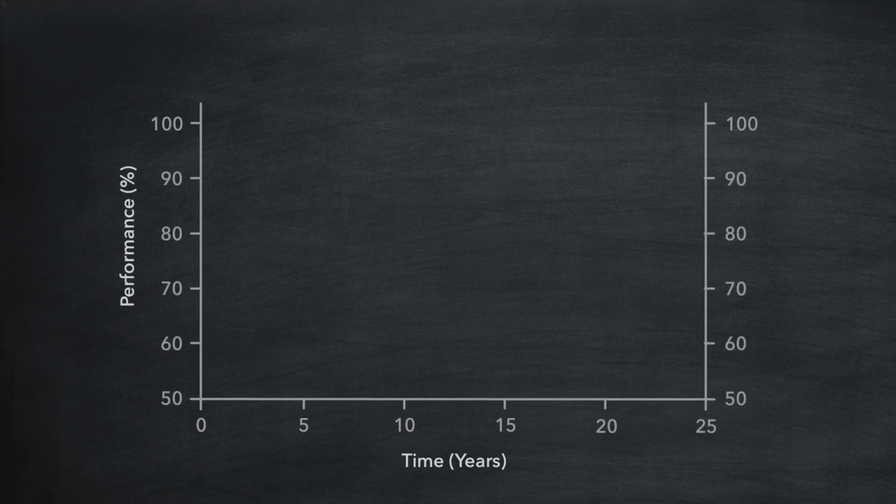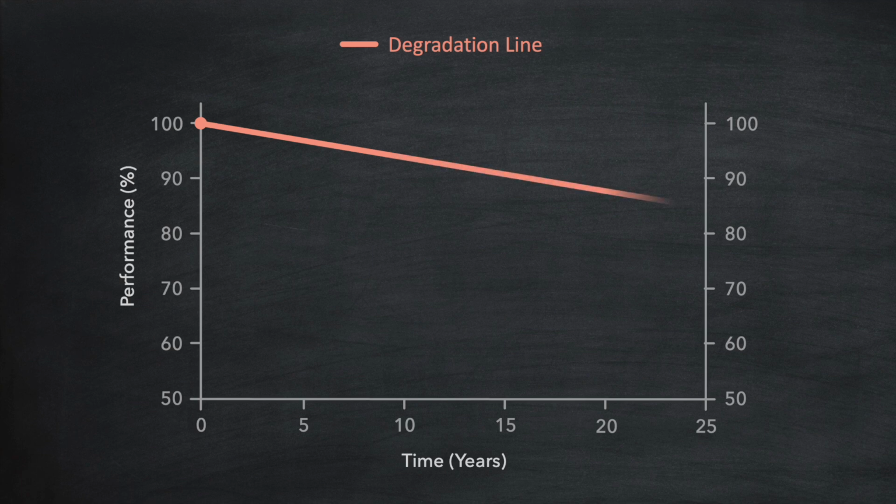And we can see what that looks like on this chart. At the start of the 25-year period, the panel is operating at 100% of its performance. As time progresses, that performance can be expected to slowly deteriorate. And at the end of 25 years, the performance of the panel will have dropped by about 15%. You can check for the actual expected deterioration rate over 25 years in the datasheet for your panels.